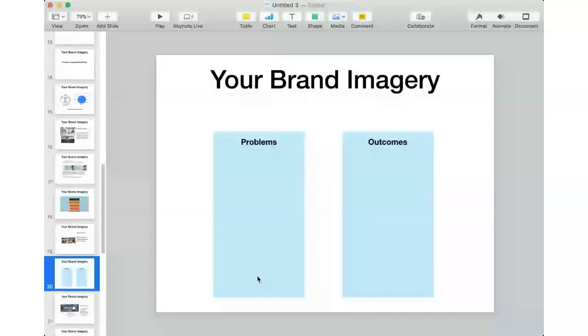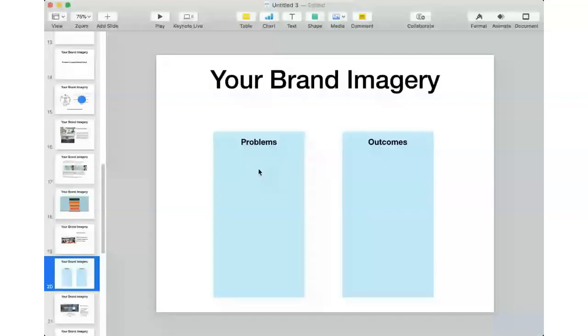Now, they may not be directly connected, but if I start listing down here all of the terms that people are using to describe the problems, then I know what to look for from an imagery standpoint. Are you with me? If I'm going to focus on their current situation, then I need to look at the words that they're using to describe the emotions that they're feeling.